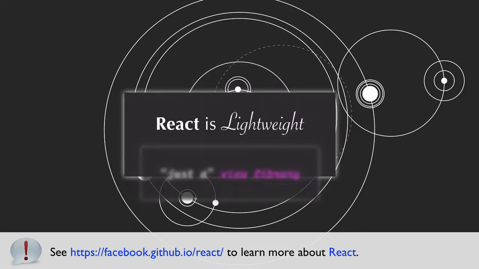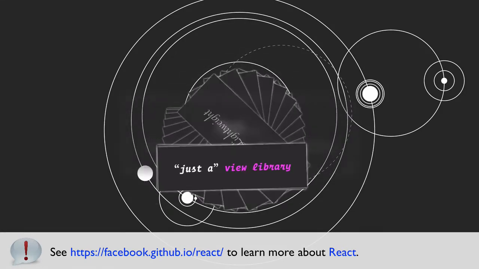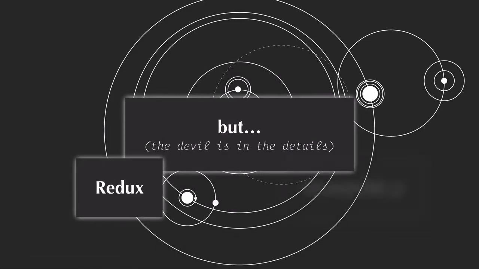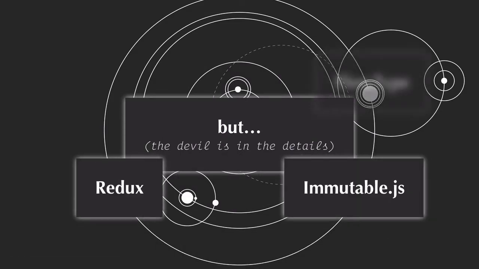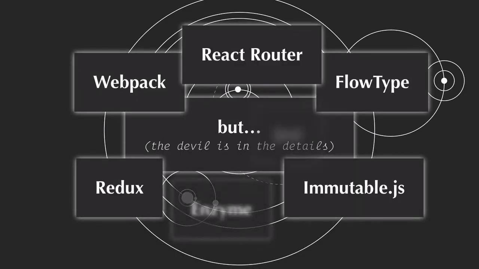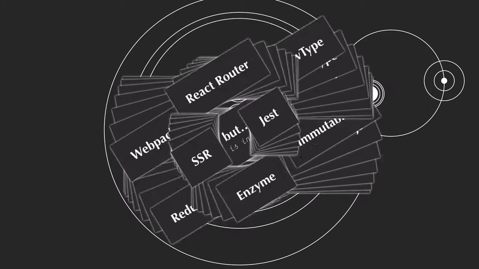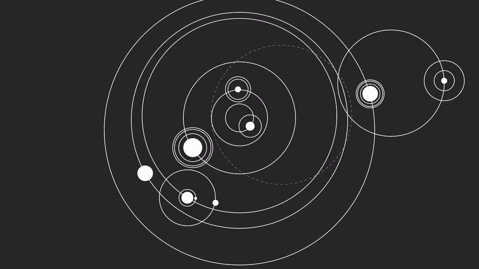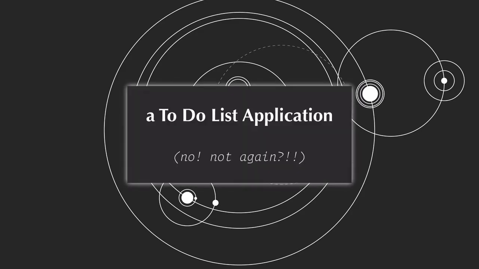And although React is more like a view library, when you combine it with other tools like Redux or Immutable.js and things like that, it more or less turns into a framework, so to speak. And when it comes to learning frameworks, it's generally a common practice to start with something simple like a to-do list application, and I'll follow this trend as well, but with a twist.